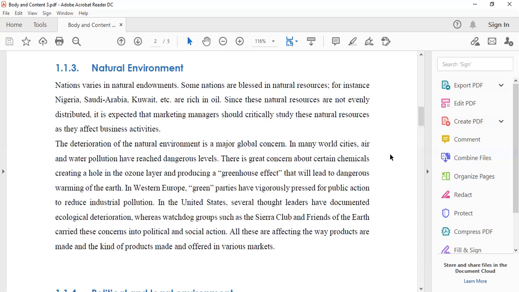Because obviously, a lot of people are beginning to favor products that are sustainable, products that are not harmful to the environment. In as much as we are satisfying our needs today, we shouldn't do that in a way that future generations are at risk.